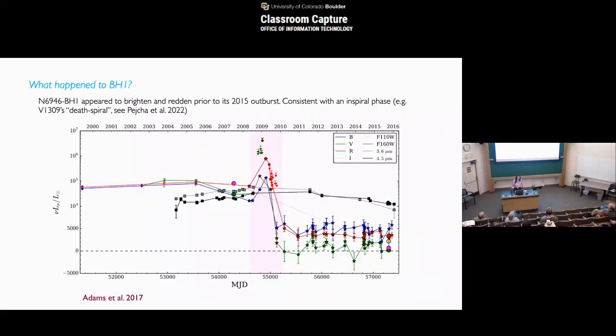And actually, if you look at the light curve for BH1, it also makes sense with this. So this is just the light curve pre and during the outburst and following the outburst. The solid green, red, and blue lines are the BVR filters. The grey lines are the mid-infrared, the Spitzer photometry. So you can see in pink where the outburst was. It didn't last very long.